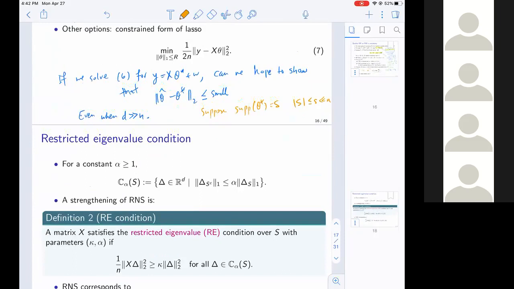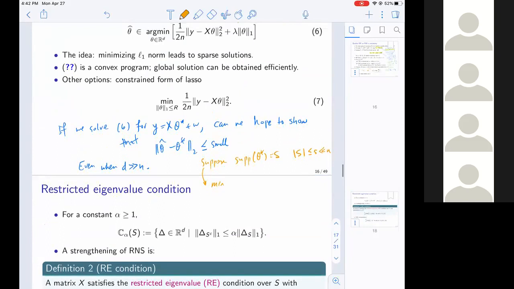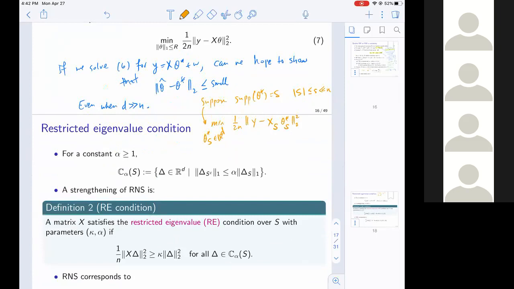1 over 2n, y minus X sub S theta S, over theta S in R^S. So I can restrict to that subset S. I'm just going to zero out everything else except the part in the actual support, so I'm just working with the columns in S. Then this is a traditional regression problem. The number of columns is much smaller than the sample size, and this is the optimal thing to do.